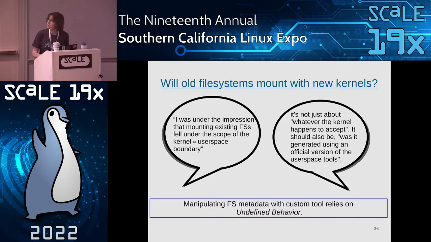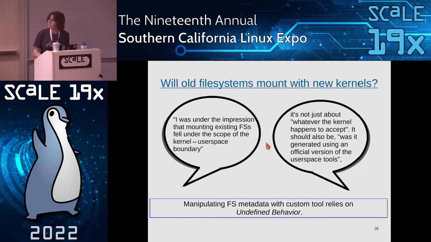ABI stability guarantee does not cover all the metadata that the kernel happens to accept now. Relying on metadata that is not specifically part of the ABI guarantee can result in undefined behavior, which everyone fears and dreads.